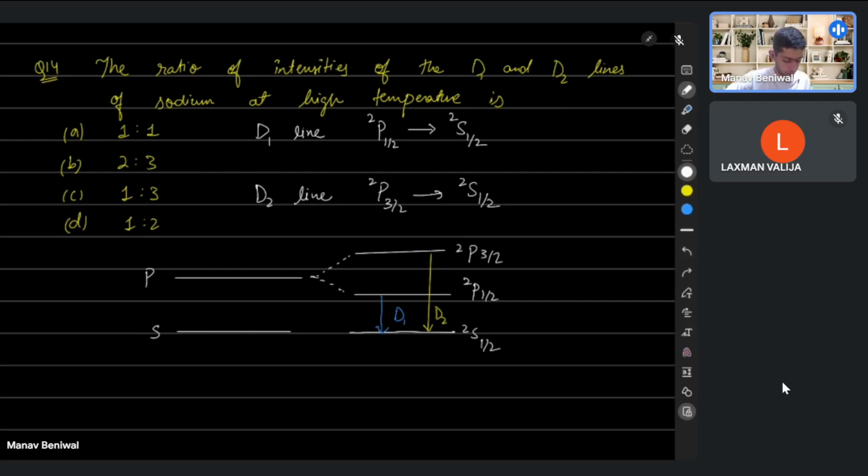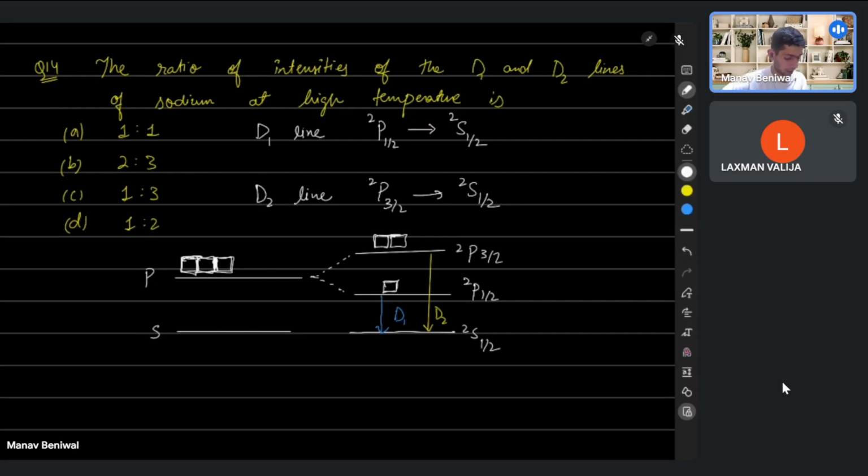But p, if you remember, has three orbitals, px, py, pz. So in total, there are six states. And after splitting, four will go here and two will go here. And how do you get it?